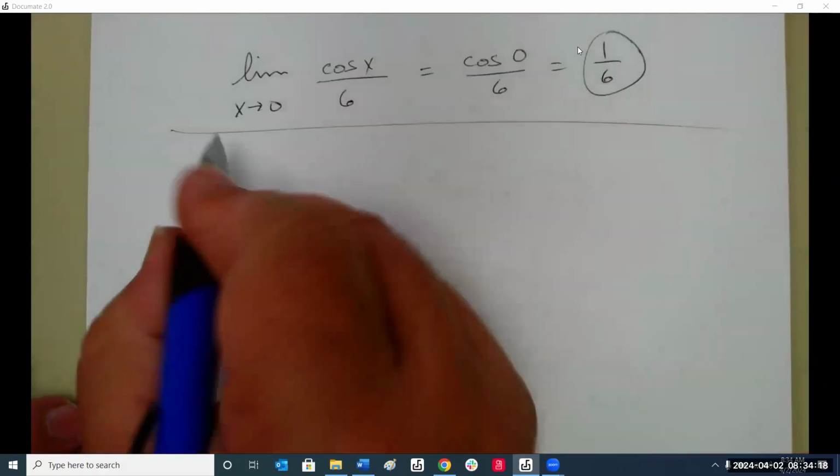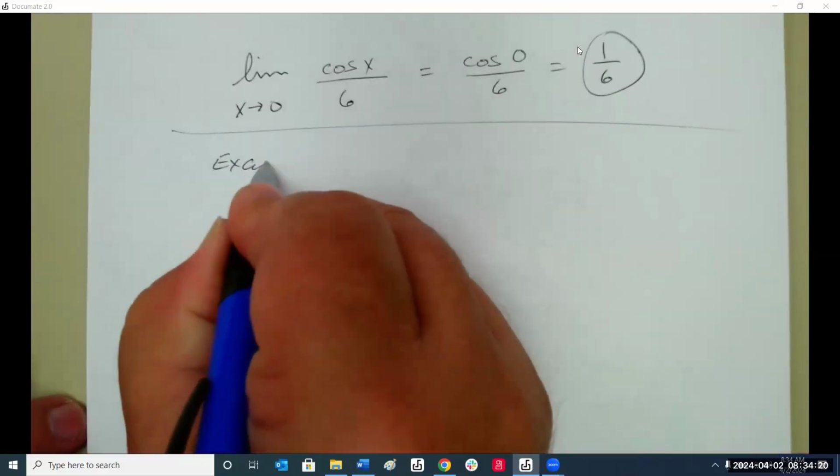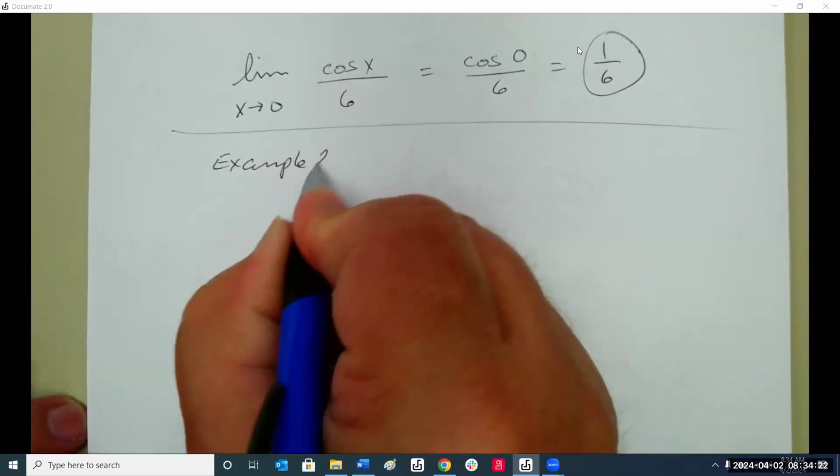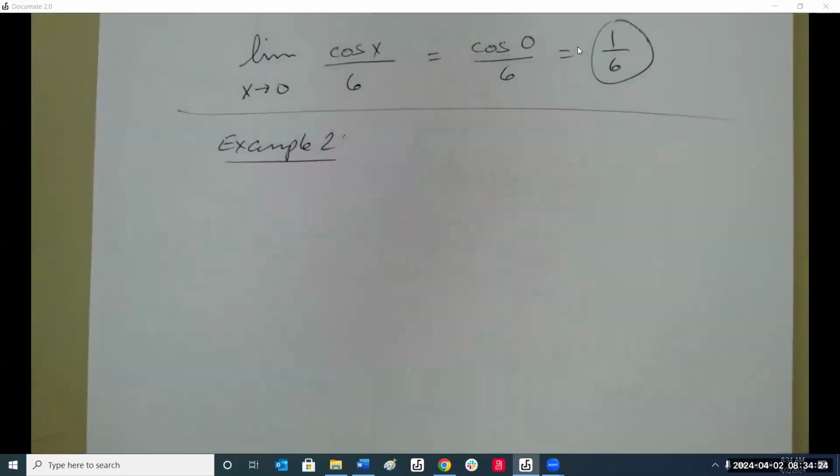All right, let's look at example 2. When I took calculus 1 many years ago, L'Hopital's rule was my favorite topic of all the topics we discussed, simply because it's so simple and straightforward.